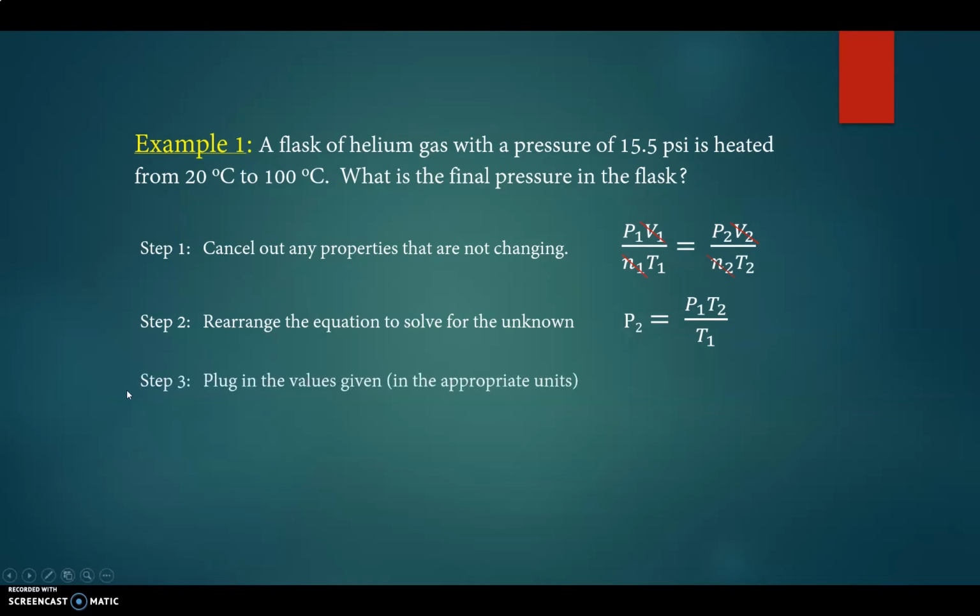And then finally, our third step is to plug in the values that were provided in the appropriate units. And in particular, that means make sure your temperatures are in Kelvin, not in Celsius. So we can plug in our 15.5 psi. The 100 degrees Celsius for T2, I simply add 273 to that, and it gives me 373 Kelvin. And I add 273 to my 20 degrees Celsius to give me 293 Kelvin, and I come out with a new pressure of 19.7 psi. So not surprisingly, an increase in temperature led to an increase in pressure.